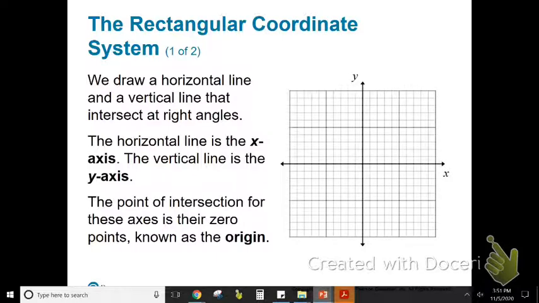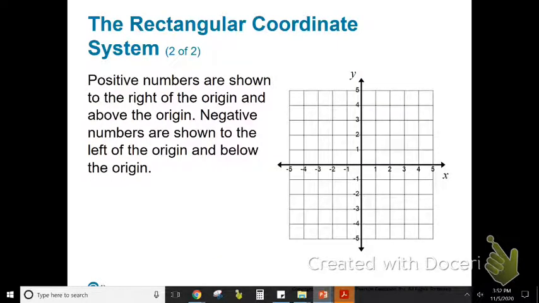So we're going to draw a horizontal line and a vertical line that intersect at right angles. The horizontal line is the x-axis and the vertical line is the y-axis. The point of intersection for these two axes is 0, their 0 points, and it's known as the origin. Remember that positive numbers are shown to the right of the origin for the x-axis and above the origin for the y-axis. Negative numbers are shown to the left of the origin of the x-axis and below the origin on the y-axis.